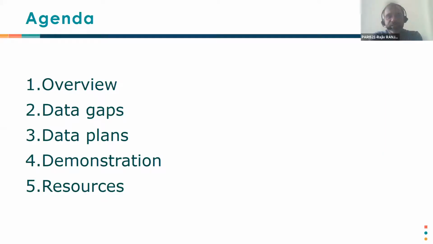So as you can see, this is the agenda that I have outlined here for this presentation. I'll give an overview about the tool itself, then what exactly are data gaps. We will spend some time on that, and then data plans. The plan to produce data which is required by policymakers. So that's where the third point comes in. And then if there is some time remaining, then we will also look at some of the tools, and finally, I'll present some resources which then can be accessed later for more detailed information on ADAPT.